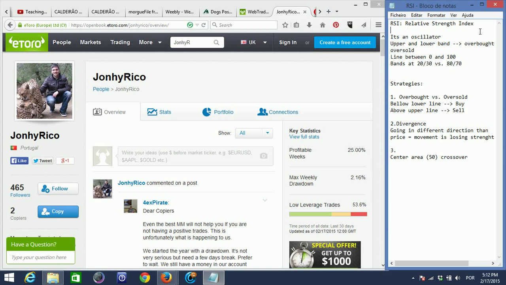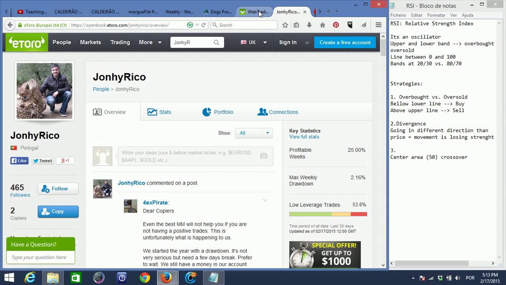Alright, let's get started with a little bit of theoretical information. So the Relative Strength Index, it's an oscillator, and we have an upper and a lower band, which will mean that we are either in an overbought situation or an oversold situation. That line varies between 0 and 100, and we will have an upper band and a lower band. The upper band can be at 80 or 70, and the lower band can be at 20 or 30.